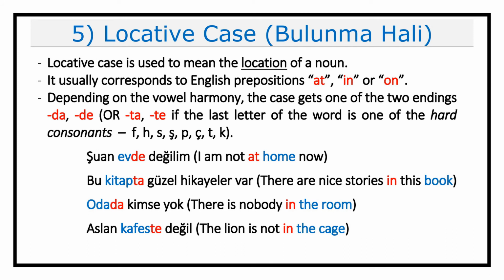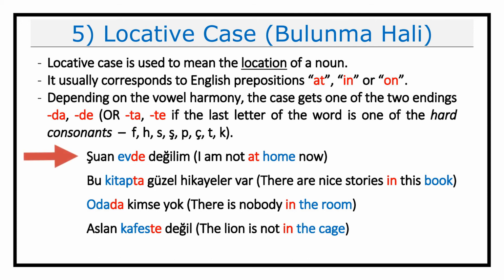Next is the locative case, which is used to mean the location of a noun. It usually corresponds to English prepositions at, in, or on. Depending on the vowel harmony, the case gets one of the two endings, da or de. Or, if the last letter of the word is one of the hard consonants f, h, s, ş, p, ç, t, k, then the ending will be ta or te. Look at the examples below.